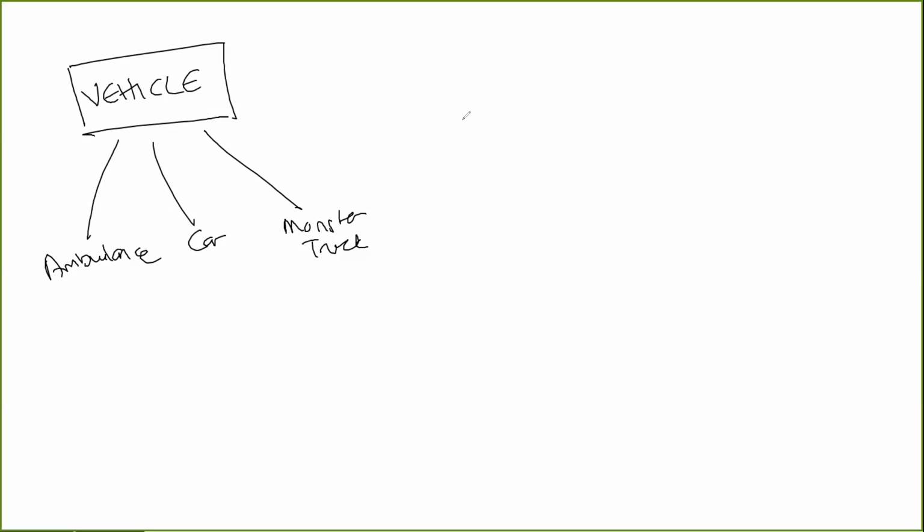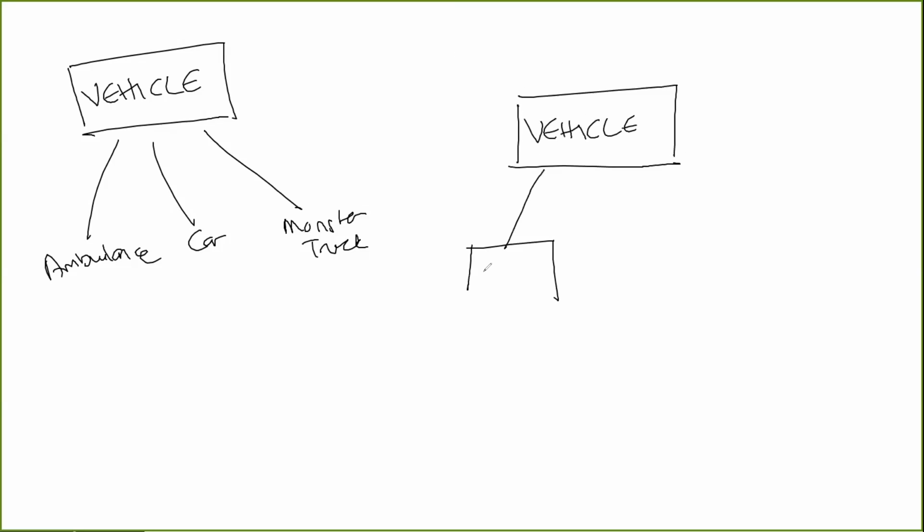So one way around this is to still create a class called vehicle, but then create a subclass called ambulance. And then we create objects from the ambulance class. Now you might think, what's the point of that? Isn't that double the workload?